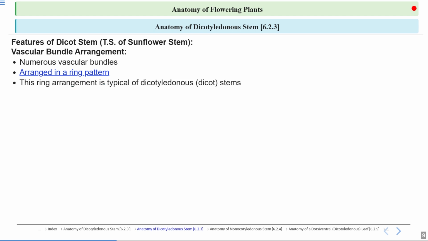The ring arrangement is typical of the dicotyledonous stem. So this is the arrangement of the ring. That is one of the features of the dicotyledonous stem. When you study the monocot stem, you won't see this ring arrangement of the vascular bundles. So this is a feature of the dicot stem, that the vascular bundles are arranged in a ring form.